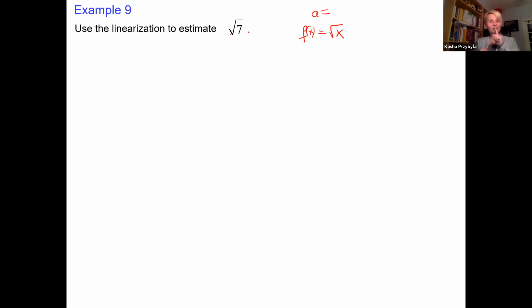Oh, no, 7. Yes, the a must be the closest number, but the nicest number in this environment, which means it will be 9. Because then we can nicely get the equation of the tangent line. Square root of 9, derivative at 9, no problem. And then substitute 7. Okay, that means these settings, and the rest of them, you can do it. That's everything for the linearization.